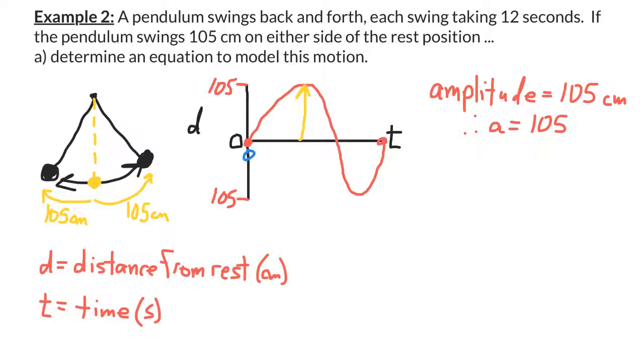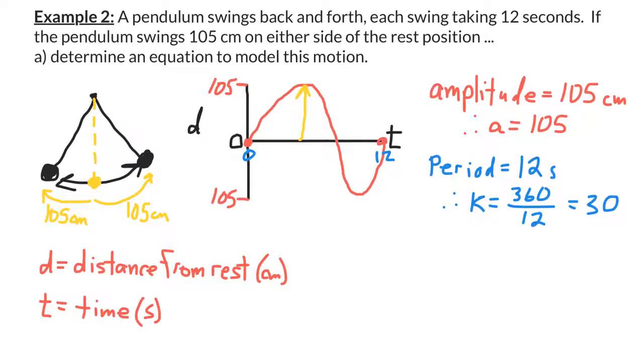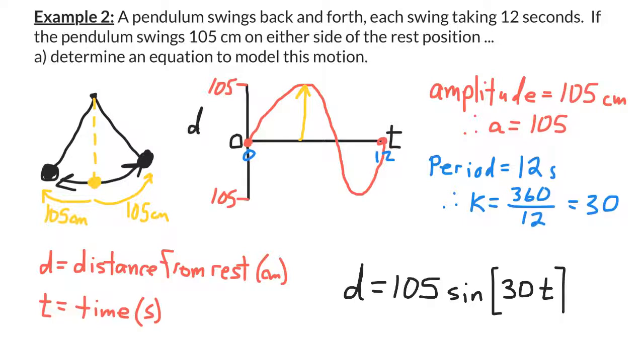The question says that the period is 12 seconds. It takes 12 seconds for a complete swing. Since my period is 12 seconds, my k value is 360 divided by 12, which turns out to be 30. My central axis hasn't been shifted up or down, so I don't have a c value, and I haven't moved my function left or right, so I don't need to have a value for d. So to model this pendulum motion, the distance from rest is equal to my amplitude, 105, and I'm basing it on the sine function. K is 30, and I don't have a c or d value, so that's my equation right there.